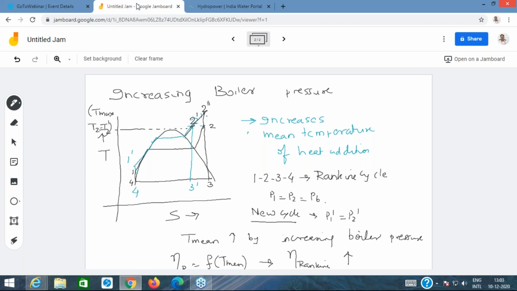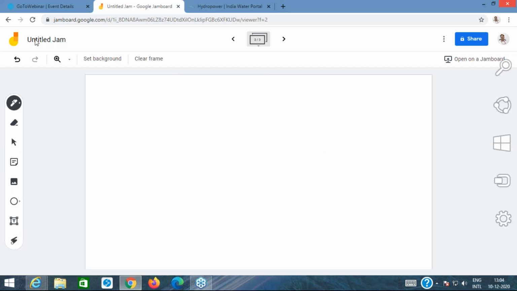Okay, right? So that ensures two things. One is it would increase the mean temperature of heat addition and increase the Rankine cycle efficiency. And second thing is that it would ensure that the steam is sufficiently dry at the exit of the turbine. The third method is decreasing the condenser pressure. So I discussed two methods. The third method is by decreasing the condenser pressure.